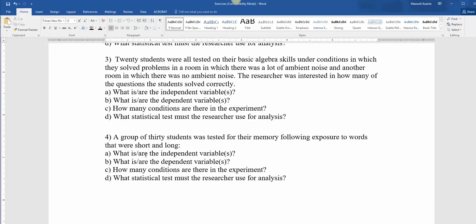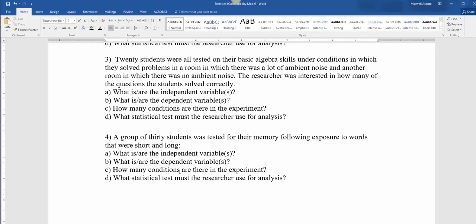The question is, what is or are the independent variable or variables in this experiment? And if we consider this, the students were exposed to words that were short and long. So the length of the words is the independent variable. The length of words is the independent variable. What is the dependent variable? Is their memory, or the number of words that they recall at the end of this experiment.